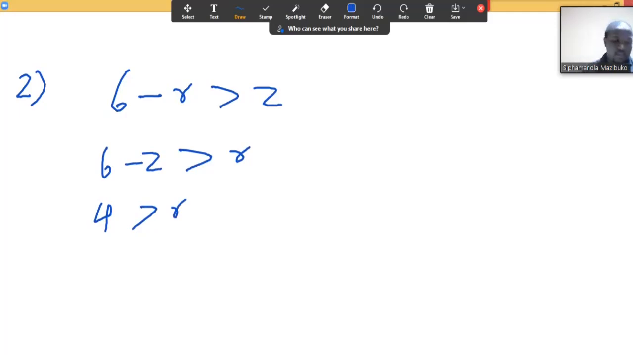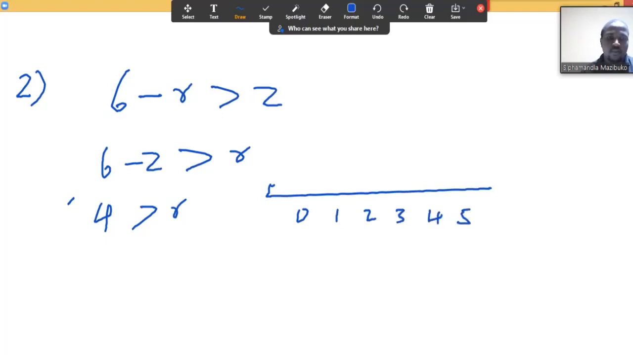Then we look at our number line. Let's quickly look at it. If this is 0, 1, 2, 3, 4, 5, this is our r, and we're saying r is greater than 4. So our 4 is here. We have to circle it here. So this is our 4.